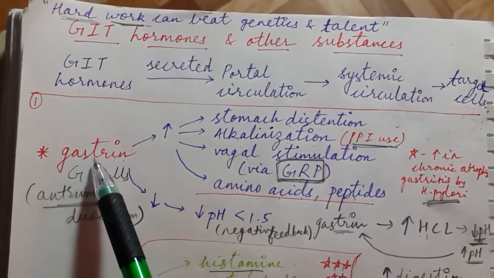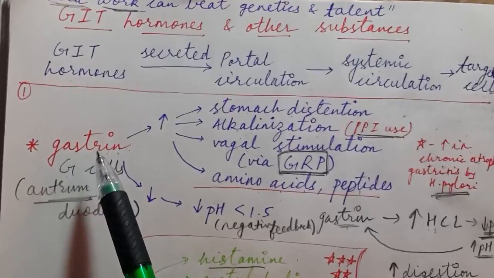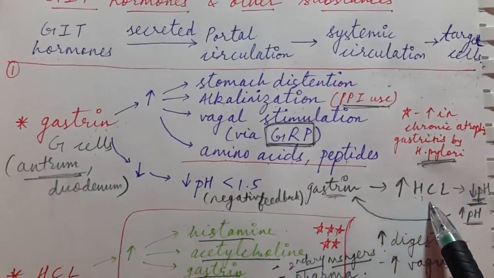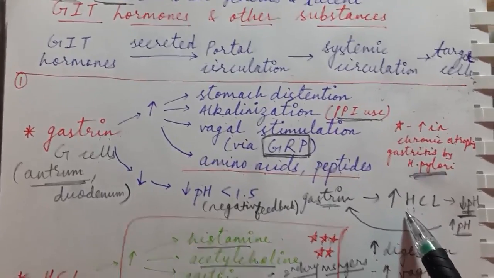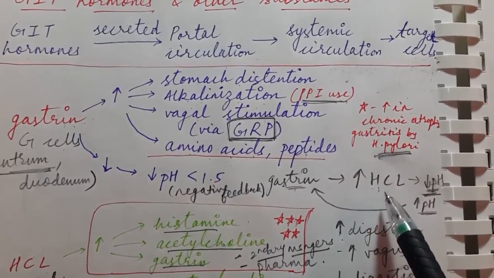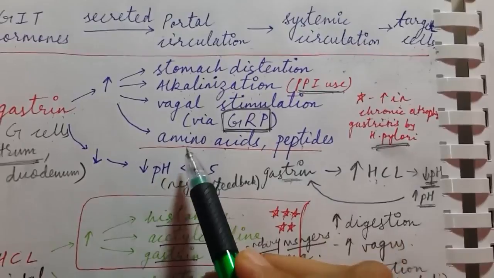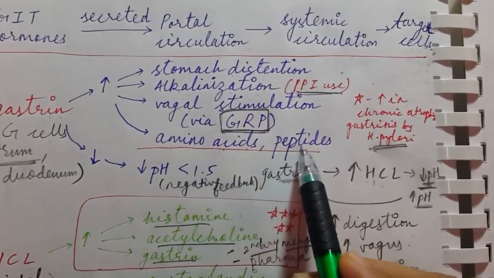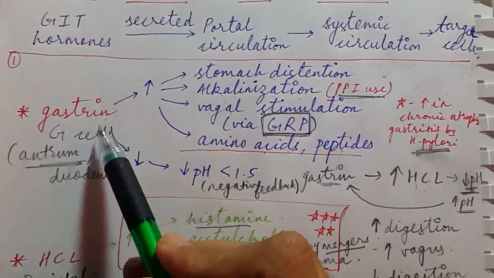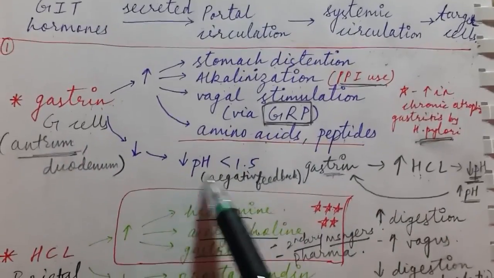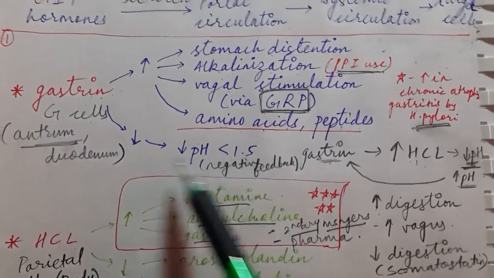And the last thing is amino acids and peptides. Gastrin will cause an increase in hydrochloric acid release, and the main aim of increasing the HCl is to increase the digestion of proteins. So whenever there are amino acids or peptides in the stomach, that will cause an increase in gastrin production. We already said that a decrease in the pH will cause a decrease in gastrin production.